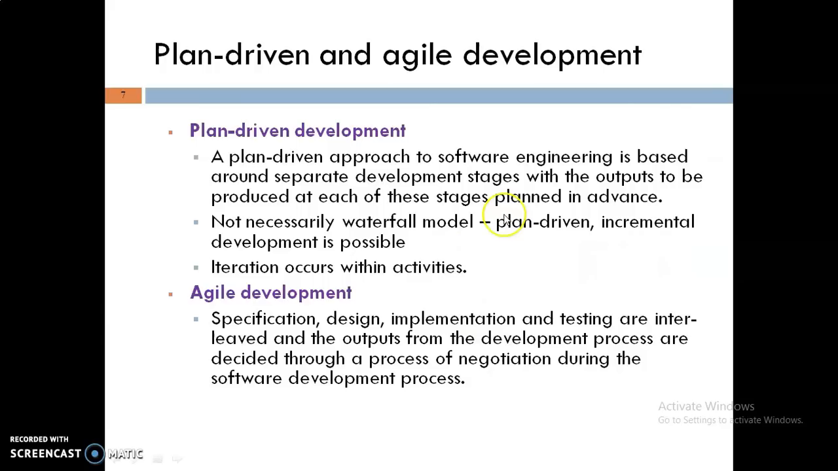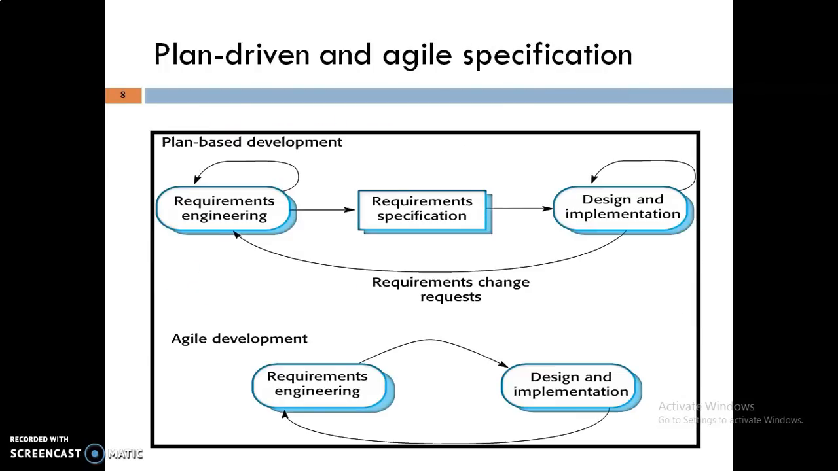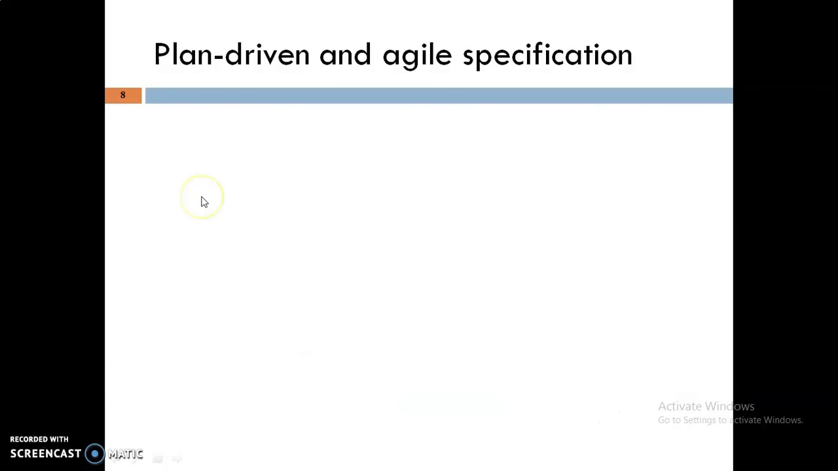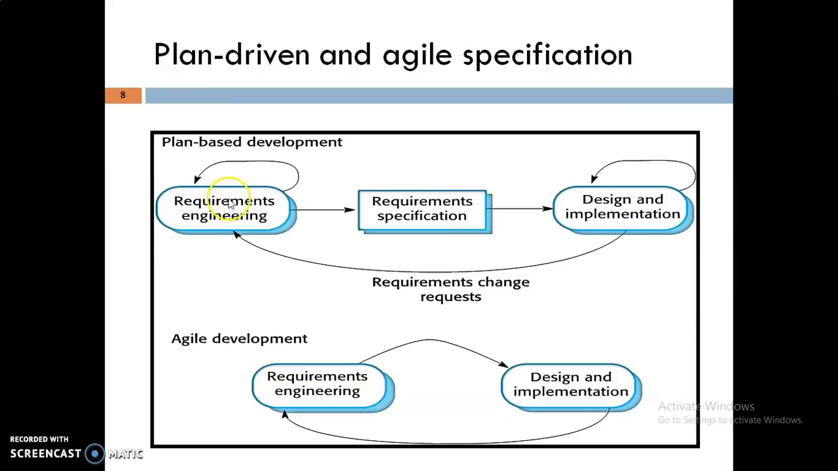But in the case of agile, the specification, design, implementation and testing are interleaved, and the output from the development process is decided through negotiation during the software development process. When we compare plan-based development versus agile development, in plan-based development iterations are possible within the activity only. In requirement engineering they can do repetitions of iterations.